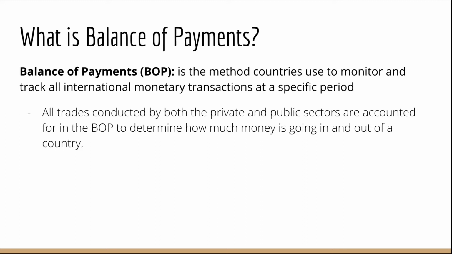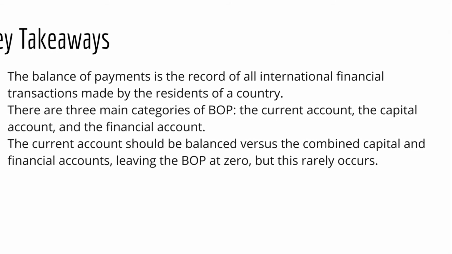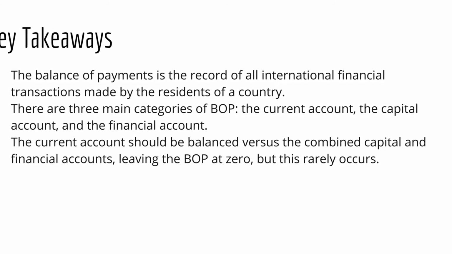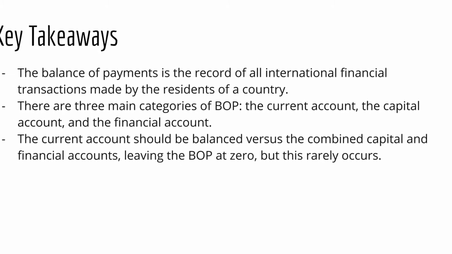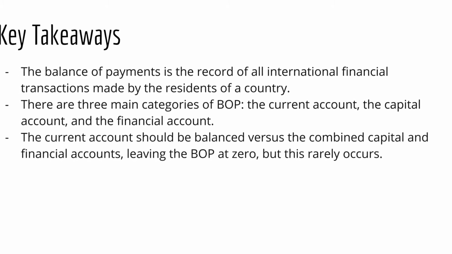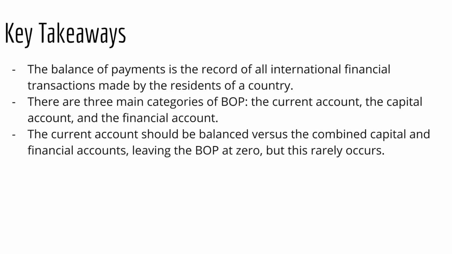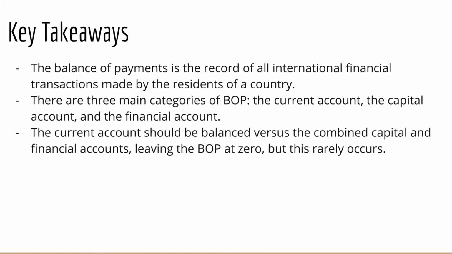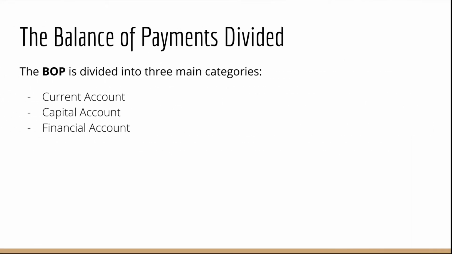Thus, the BOP can tell the observer if a country has a deficit or a surplus and from which part of the economy the discrepancies are stemming. Some key takeaways: the balance of payments is the record of all international financial transactions made by the residents of a country. So that's what I just mentioned previously. There are 3 main categories of BOP: the current account, the capital account, and the financial account. The current account should be balanced versus the combined capital and financial account, leaving the BOP at 0, but this rarely occurs.